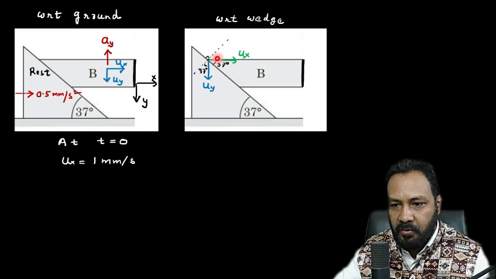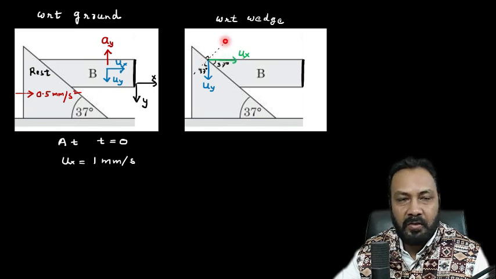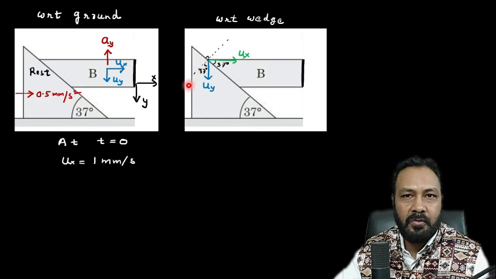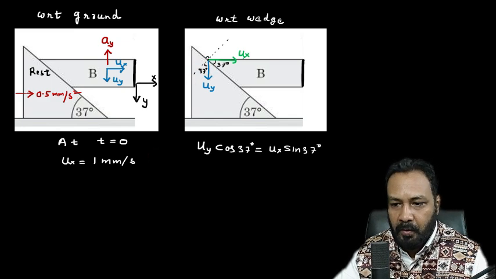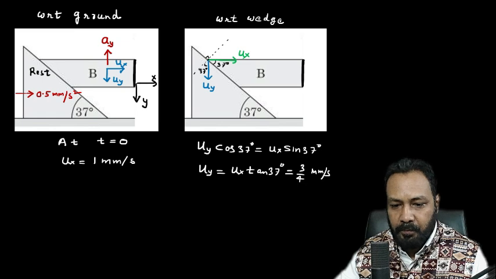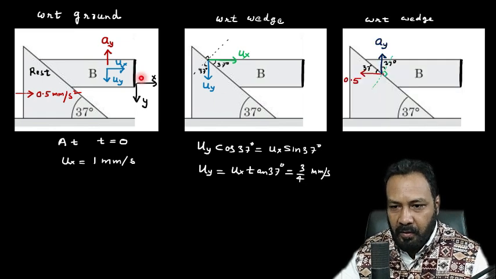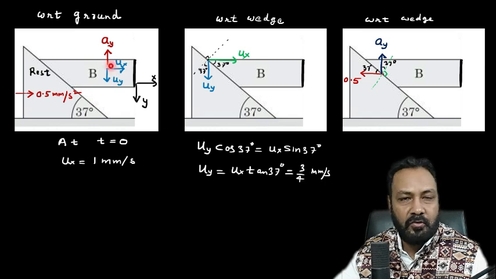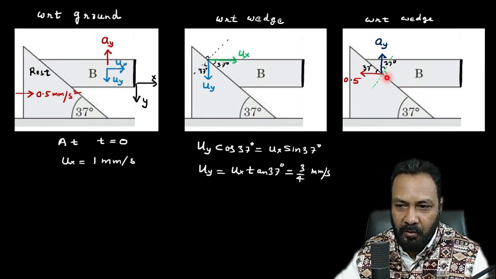So the component of ux along this direction and the component of uy along this direction must balance. The component of ux along the common normal is ux sin 37, and the component of uy along the common normal is uy cos 37. So equate them: uy cos 37 equals ux sin 37. Put ux equal to 1 and simplify, we get uy equal to 3/4 mm per second. Now let's see the acceleration part. The acceleration of B I have assumed in the upward direction; you can assume the downward direction, but see.